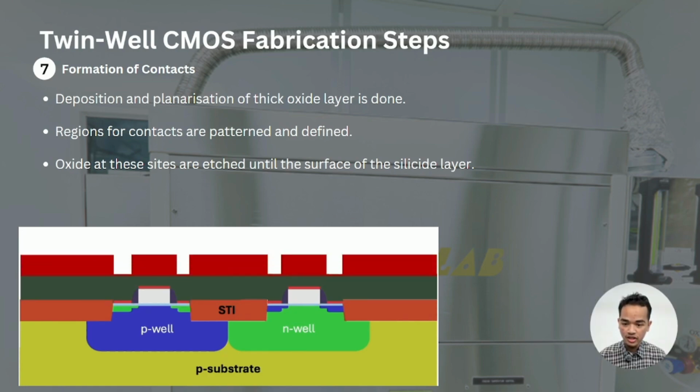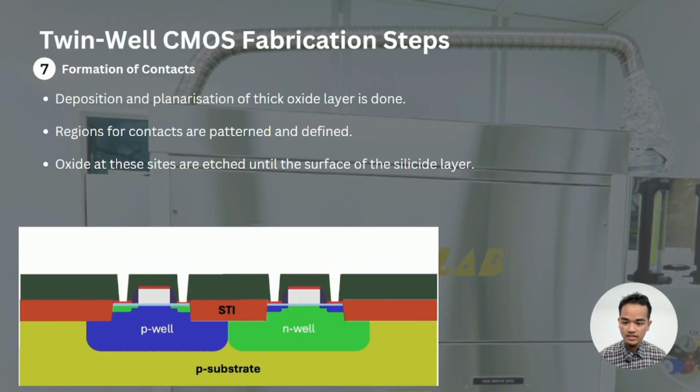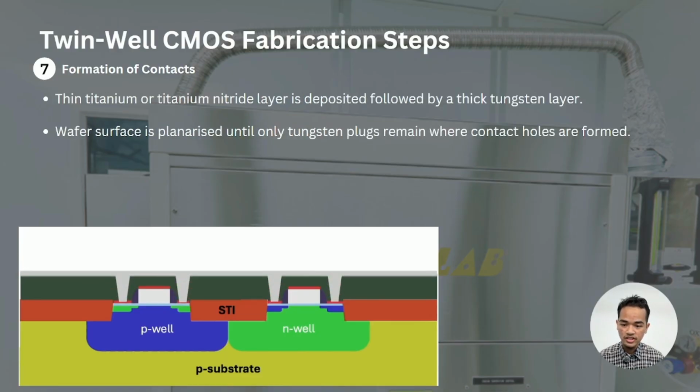In the formation of the contacts, a thick oxide layer is first deposited and planarized. The regions where the contacts will be are patterned and defined. The oxide at these sites is etched until the surface of the silicide layer is reached. A layer of titanium nitride and a layer of thick tungsten is then deposited. The surface of the wafer is flattened afterwards until only tungsten plugs remain.